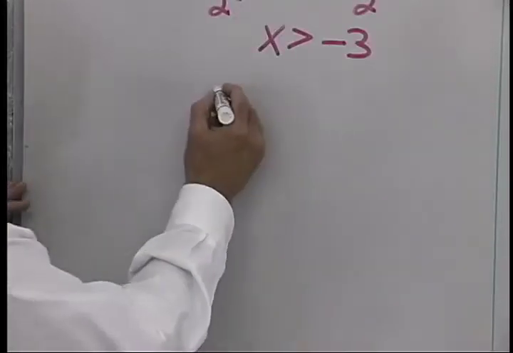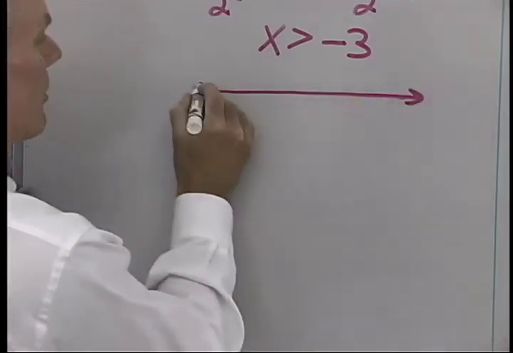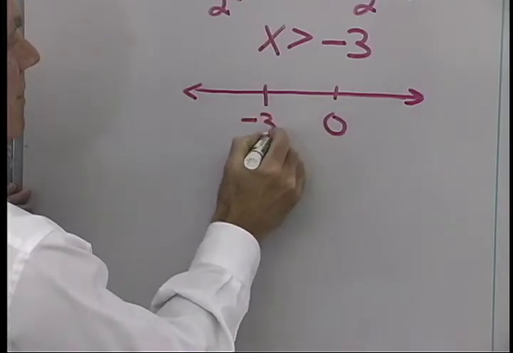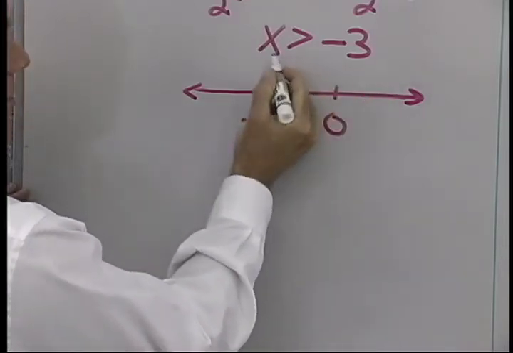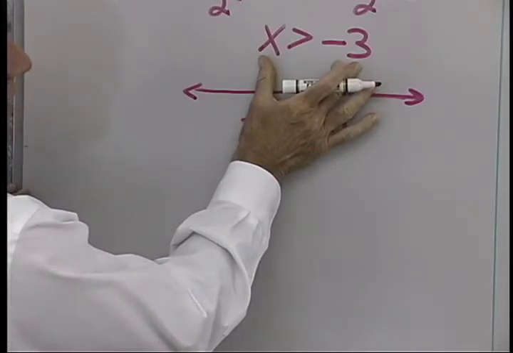One way to do that is with the real number line. Let's see, I'm running out of ink here. I'll draw a real number line. I'll put in 0 for reference, and I'll put in negative 3 because that's the end point for my inequality. Now I want a picture of all the real numbers that are greater than negative 3 on the number line.